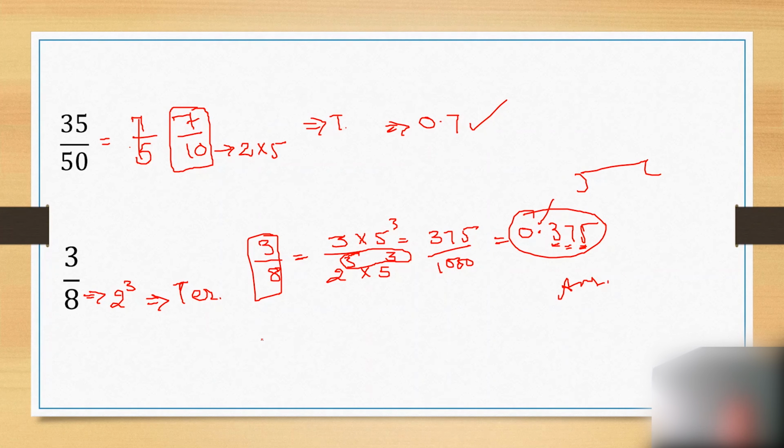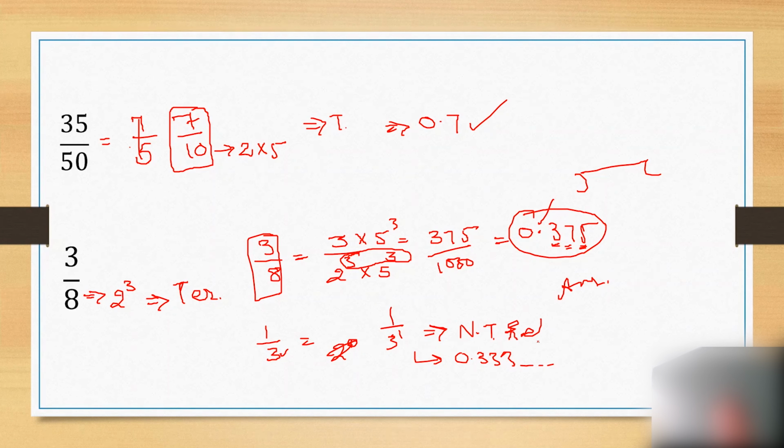Now let's consider one more example. Let us consider 1 by 3. Here the denominator does not have only 2 and 5, it has 3 also. So this is 1 upon 3 raised to the power 1. It is not having 2 and 5 only, it has 3. Therefore, its decimal expansion is non-terminating. As we know, this can be written as 0.333 and so on, a non-terminating repeating decimal.